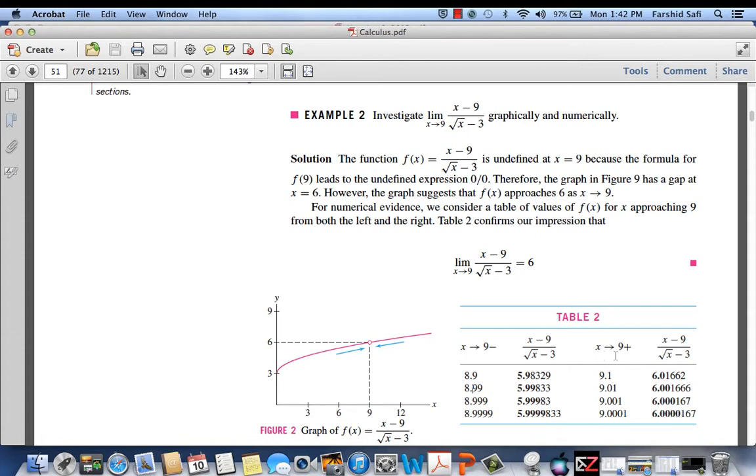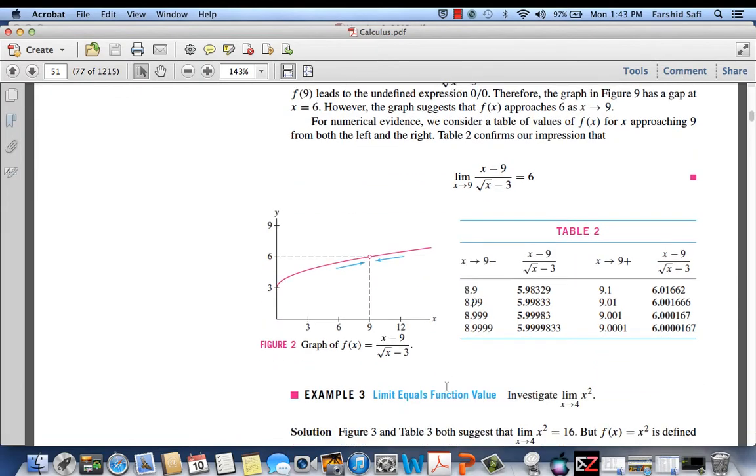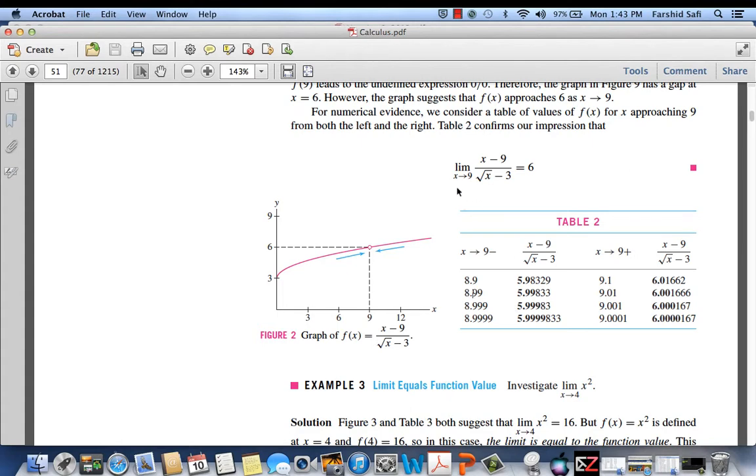Similarly, for the limit as x approaches 9 from the right, close doesn't mean 12, 11, 10, and then towards 9. You have to get pretty close numerically, such as 9.1, 9.01, 9.001, and so on. As we get closer and closer to 9 from the right, we notice that the function is again approaching the value of 6. So we would say that the two-sided limit is, in fact, 6.